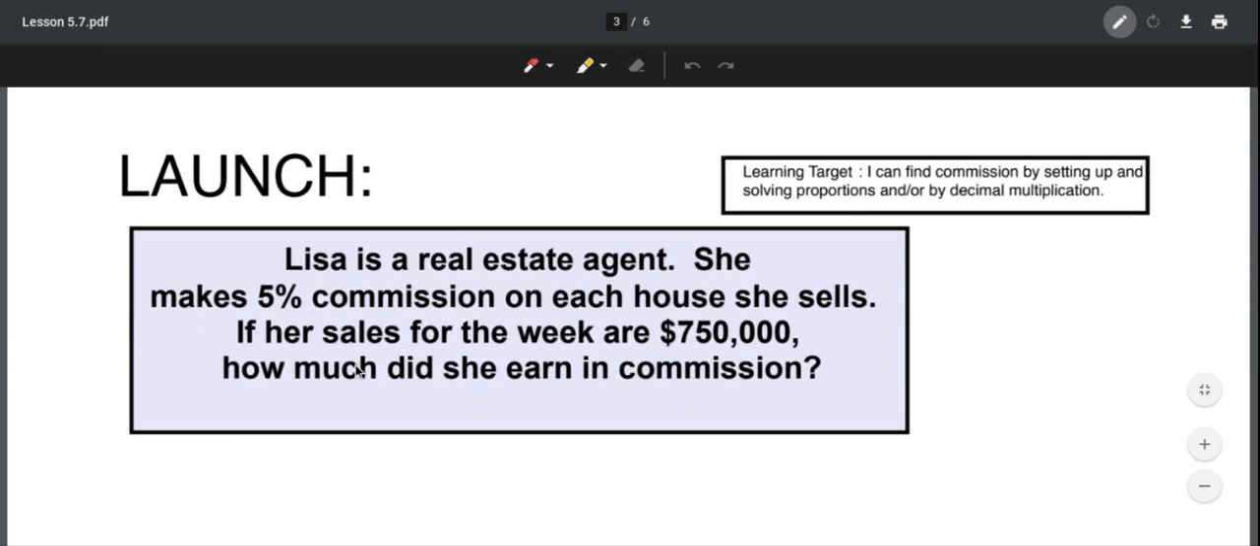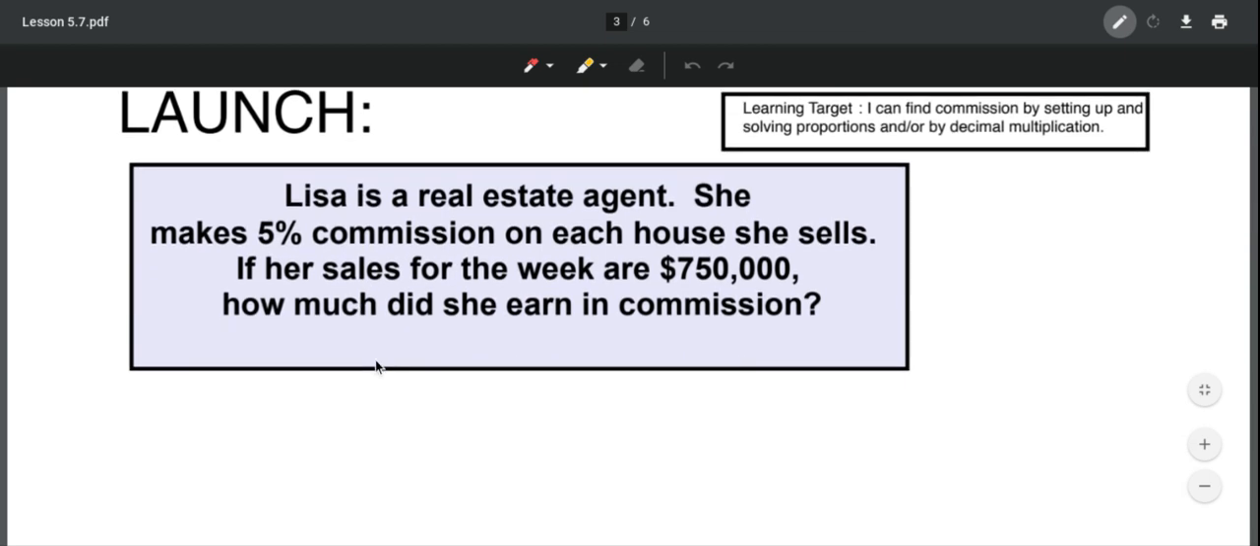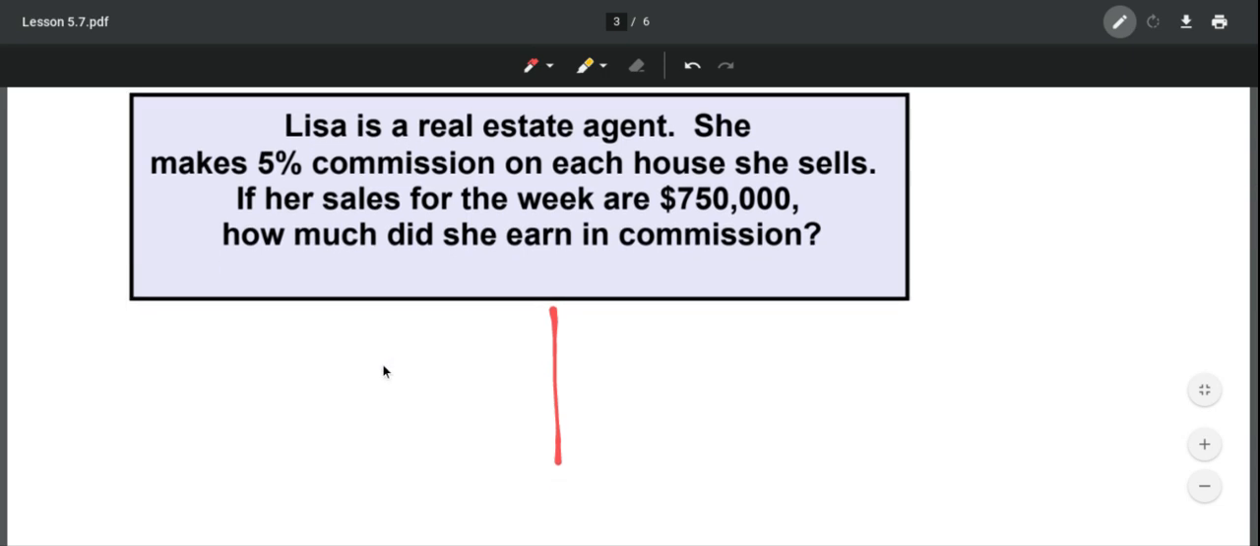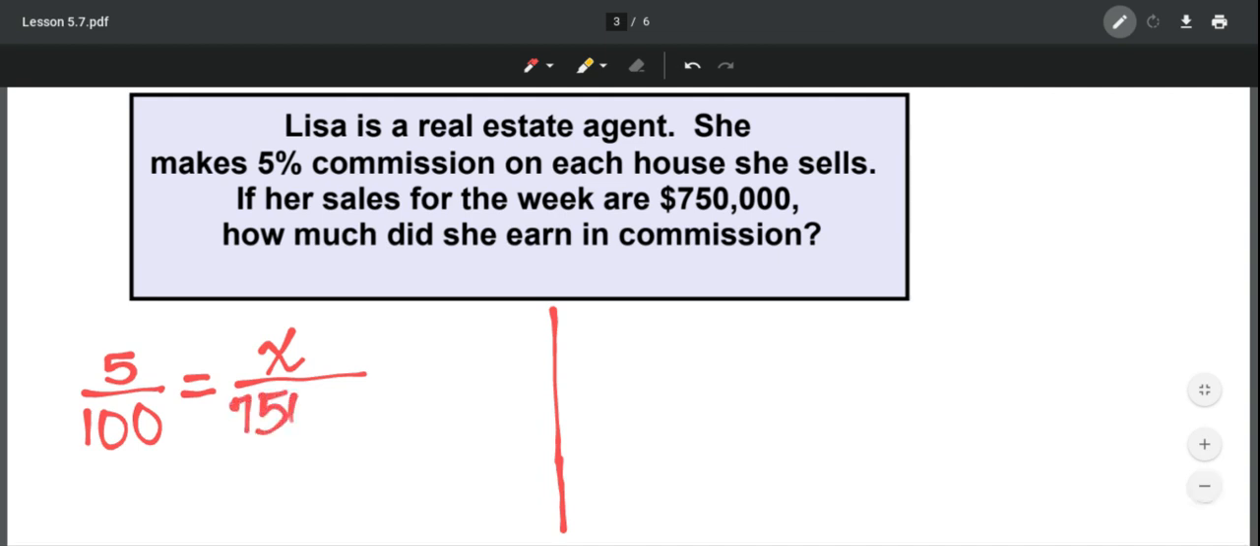So let's take a look at our first example. Lisa is a real estate agent. She makes 5% commission on each house she sells. If her sales for the week are $750,000, how much did she earn in commission? So we could use proportions to solve this problem, or we could use decimal multiplication. So 5% is represented as 5 over 100, which is equal to the amount of her commission over the amount of her sales for the week.